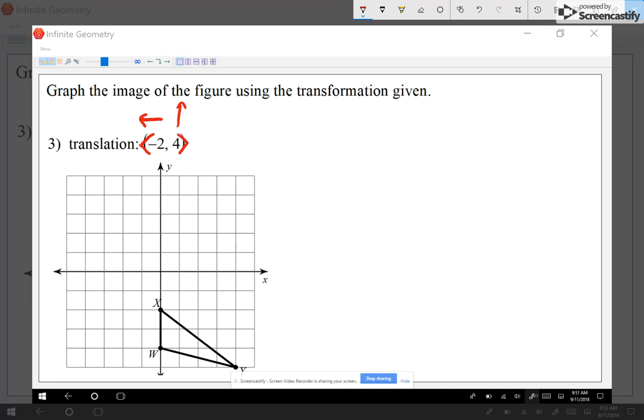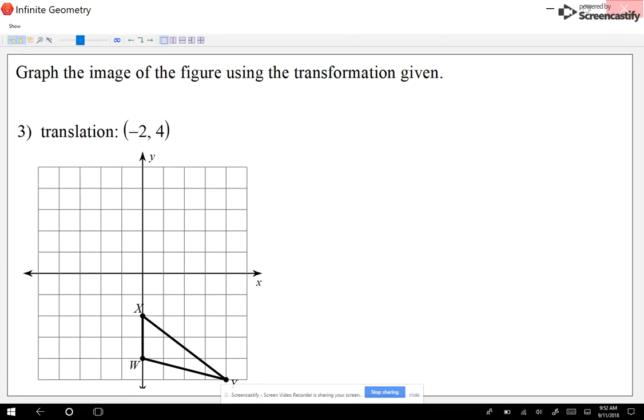If I do x, I'm going to go 2 to the left and 4 up. That gives me x prime. If I do w, that gives me my w prime. If I look at y, that gives me my y prime. Connect my points. Once again, the image should look the same. I moved everything 2 to the left and 4 up. Okay, so that's another way of notation.